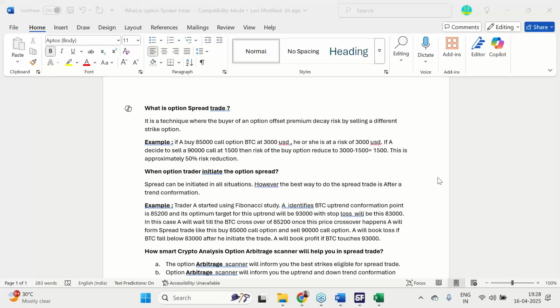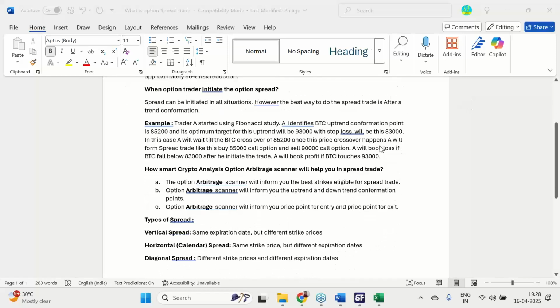Here the spread is reducing the risk. The spread objective is reducing the risk. So I have given examples of everything. So understood, or does anyone have any query?